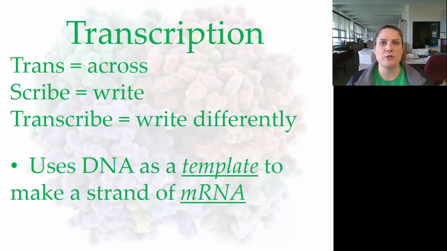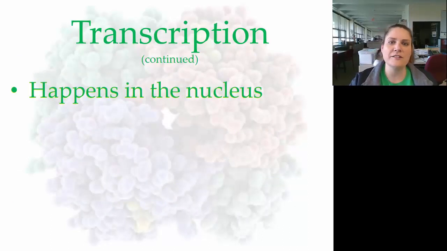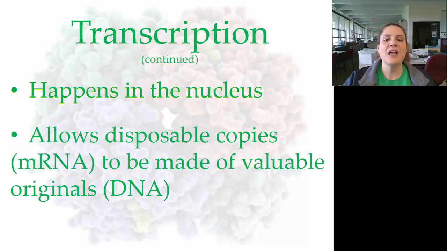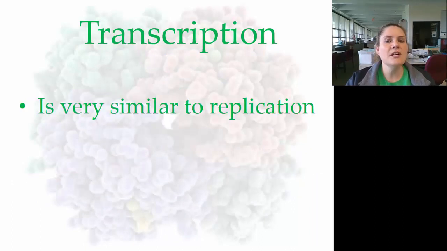So that's the point of transcription: we want to make this mRNA copy of our gene so that we don't have to send the actual DNA out into the cytoplasm where, you know, all the riffraff and bad neighborhood is. Okay. So transcription is going to happen in the nucleus. That should make sense to you because that's where your DNA is. DNA is in the nucleus. That's where transcription is going to take place. Like I said, it makes disposable copies of mRNA to be made of our valuable originals.